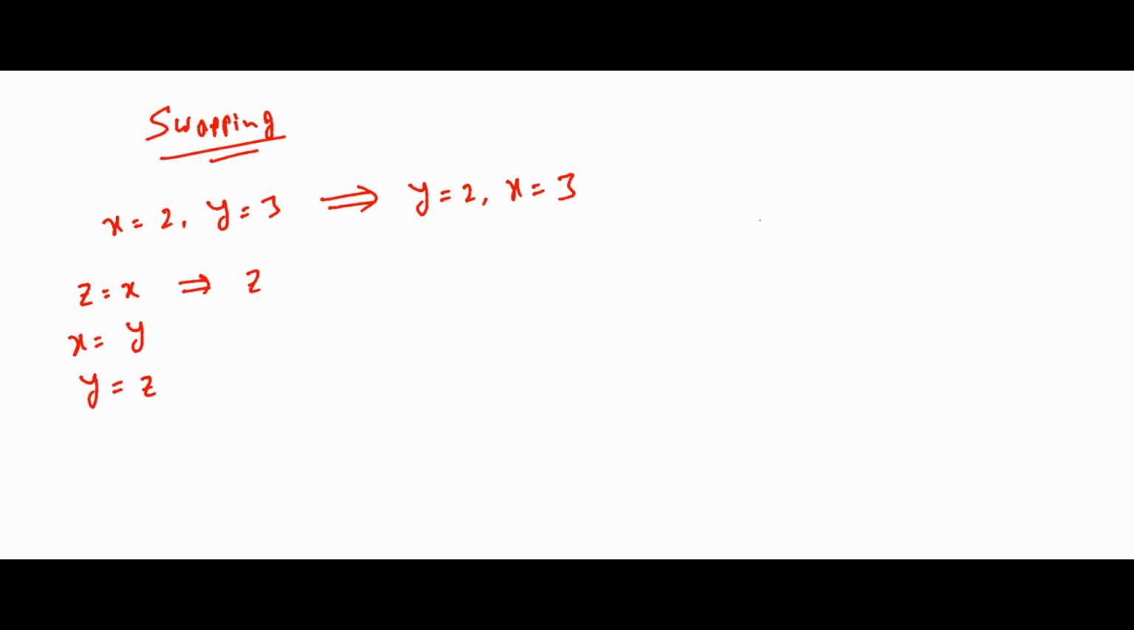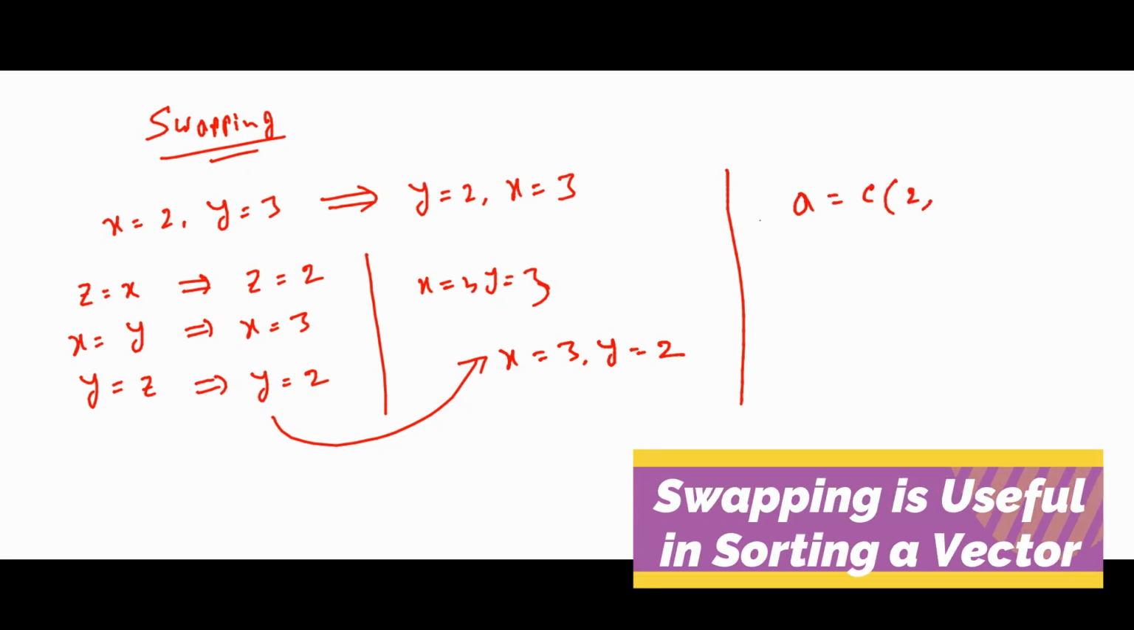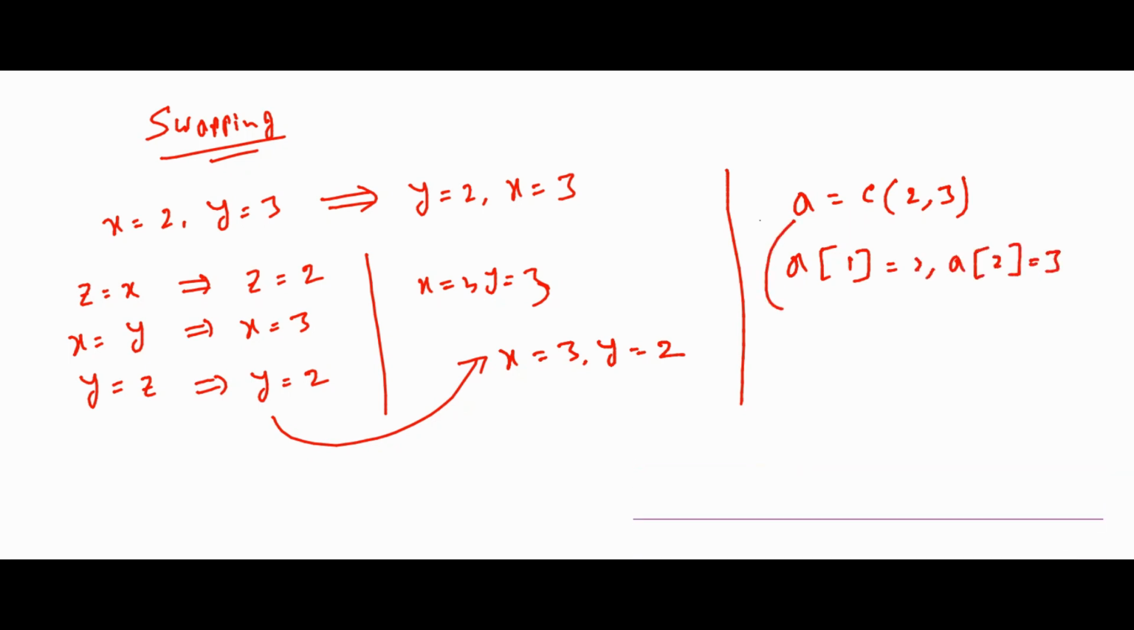It means z equal to 2, then x equal to 3, and y equal to 2. So basically, we start from x equal to 2, y equal to 3, and we get x equal to 3, y equal to 2. Suppose there is a vector a equal to (2, 3), then a1 equal to 2, a2 equal to 3, and after swapping this we can get a equal to c(3, 2).